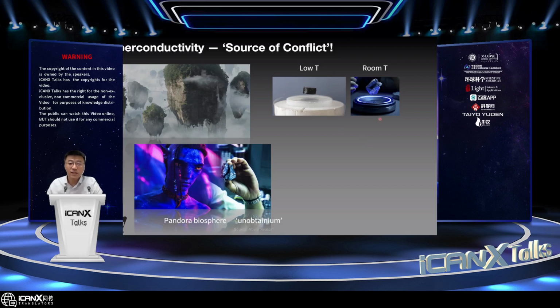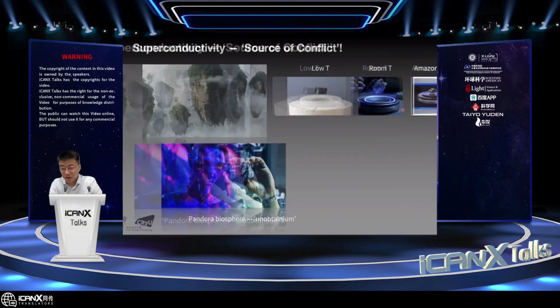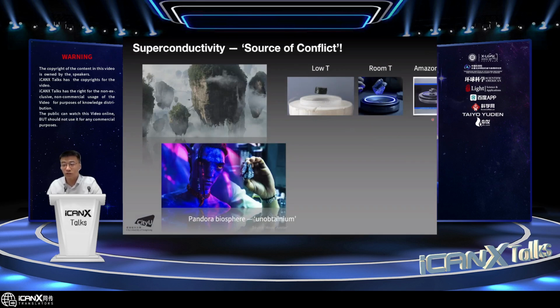Of course, you can see now already the difference between the situation I just described in the previous slide and the situation here in the movie, right? Unfortunately, or maybe fortunately, so far on Earth we can only have superconductors at extremely low temperatures, and on Pandora, on the other hand, it seems that they have room temperature superconductors. As a matter of fact, you can buy this kind of toy on Amazon very easily to have a floating magnet. Of course, this is due to something else instead of room temperature superconductivity.